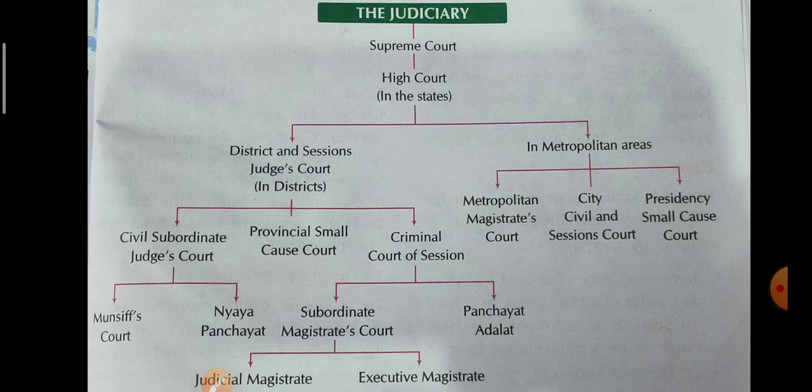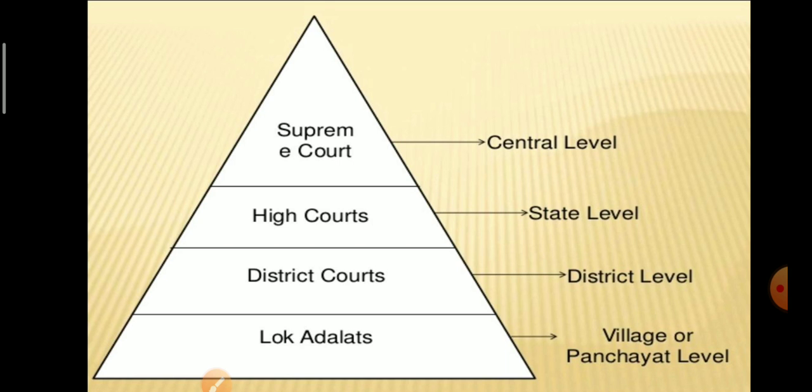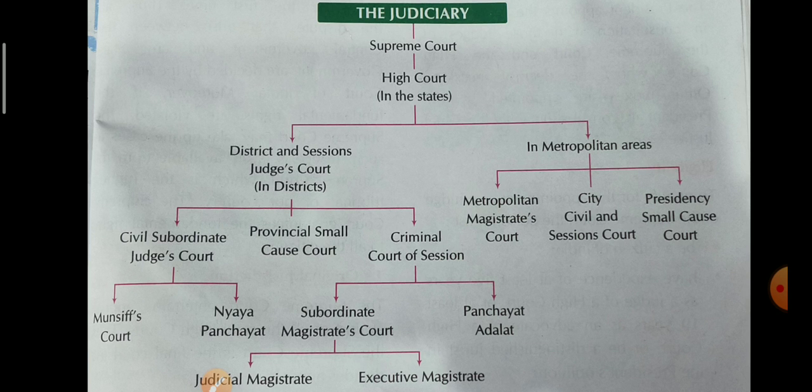Supreme Court as the highest authority. After this, high courts in the states, and high courts are further divided into district and session judge courts. In metropolitan areas, they are further divided into three parts: metropolitan magistrate courts, city civil and session courts, presidency courts. And district courts are further divided into three parts: civil subordinate judge court, provincial small cause courts, and criminal courts of session. So this is the structure of the judiciary.